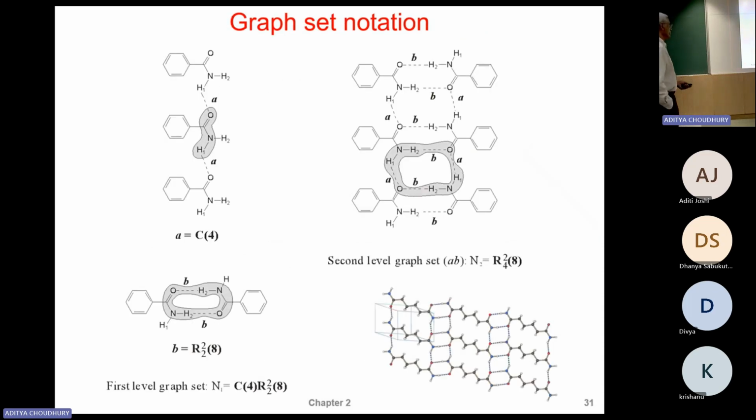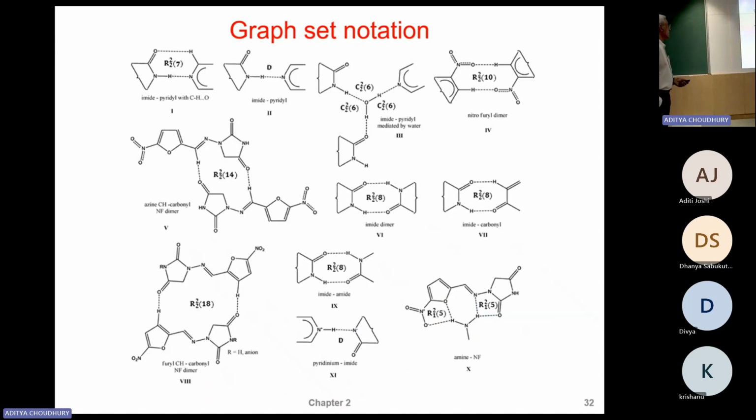But it becomes more and more complicated as you have more hydrogen bonds. This is easier to describe when you have different types of things. This we describe for this. In addition to it, we have one more type of hydrogen bond, so we have to combine all these things. It becomes more and more complicated, but don't worry about it. There is a way to describe the graph set notation, and some examples are here. I don't want to go through this. You can go through it and find out whether it makes sense, because the answer is also given. If you have any problem, come and discuss with me. We can discuss during tutorial.